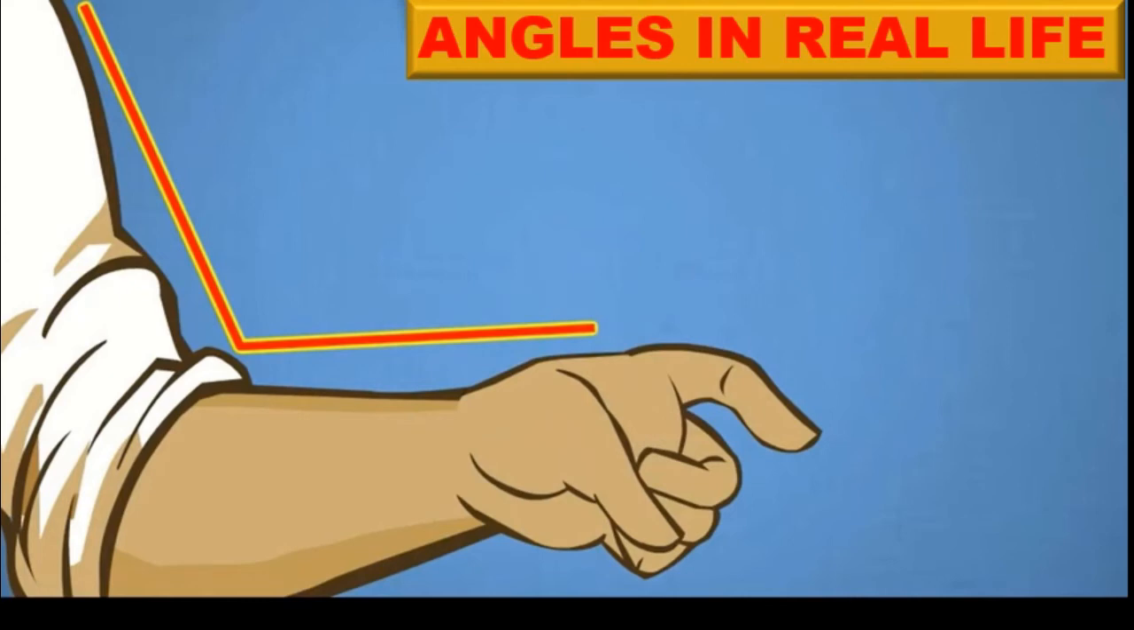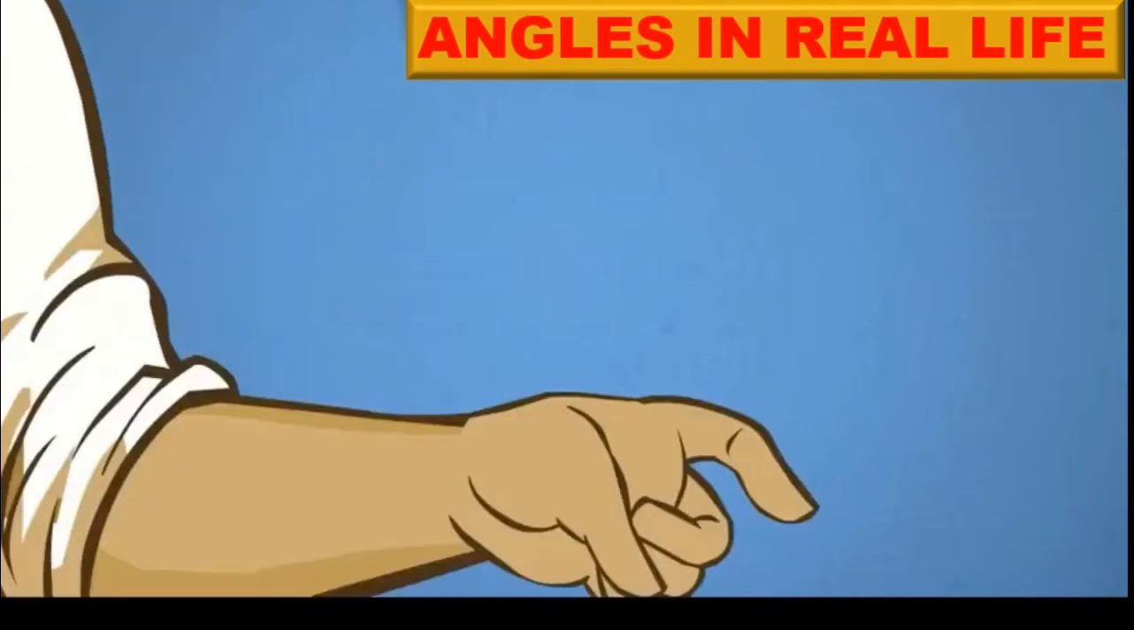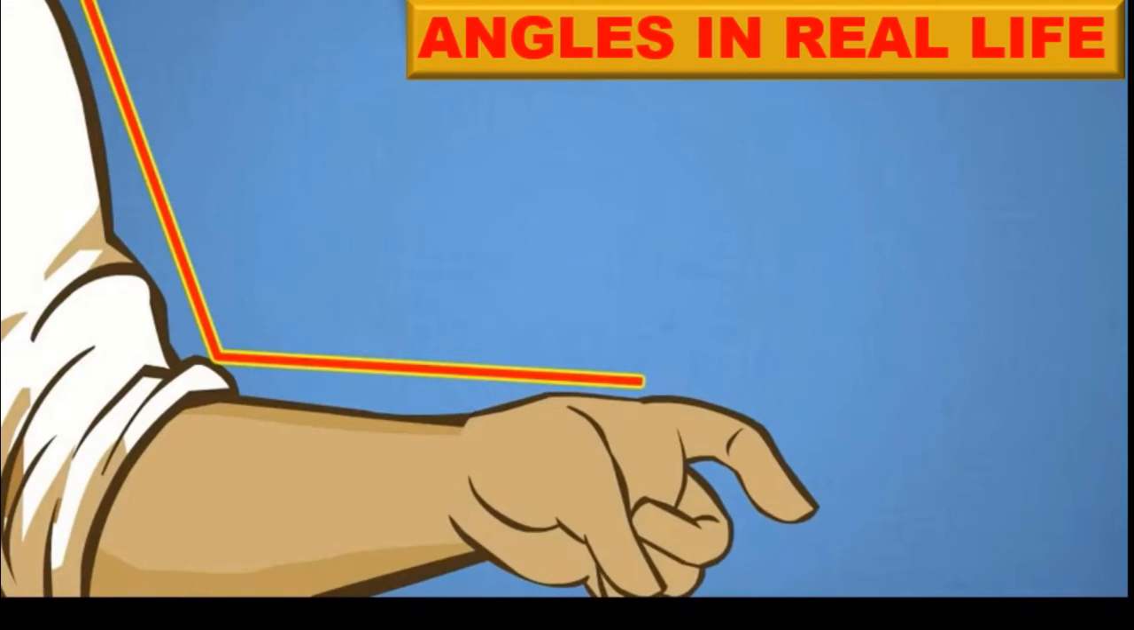See this. This is our hand and we are folding the hand in different positions. Angle is formed. See here one more position. See the angle, because here also two lines are meeting at one point, and at that point we can see the angle. Right? Now you came to know about angle formation. Once again I repeat, when two lines meet, an angle is formed.